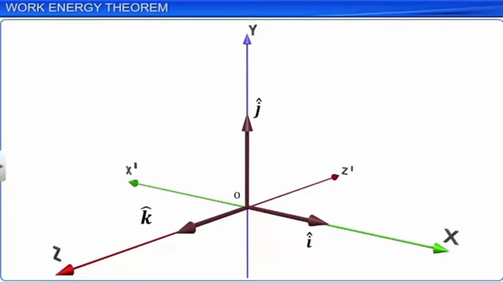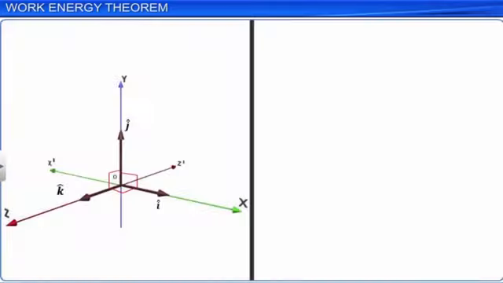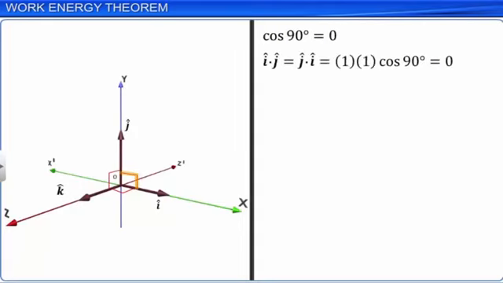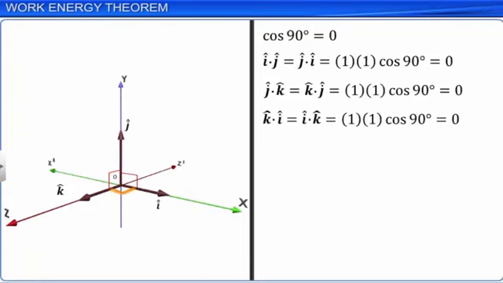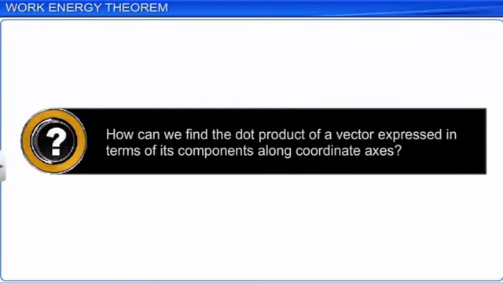The angle between any two mutually perpendicular directions, that is, between i and j, or j and k, or k and i, is 90 degrees. And cos 90 degrees is 0. So, i dot j is equal to 0. j dot k is equal to 0. And k dot i is equal to 0. How can we find the dot product of a vector expressed in terms of its components along coordinate axes?